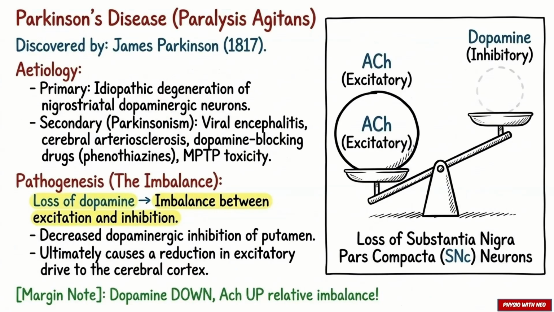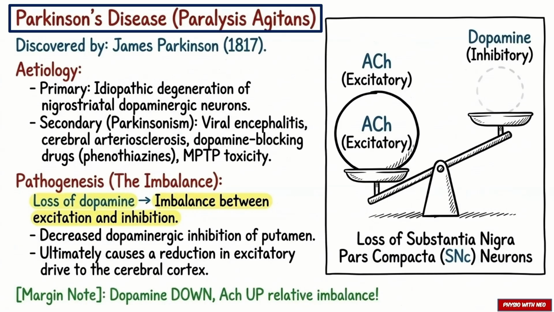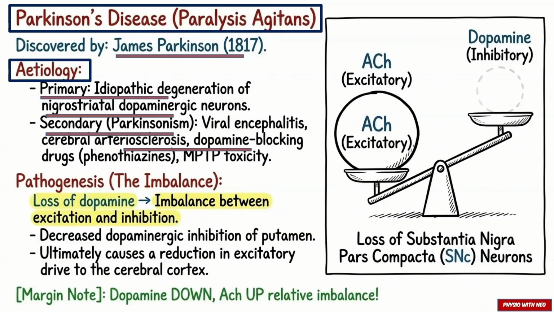Look at the clinical features. Parkinson disease or paralysis agitans. It was discovered by James Parkinson in 1817. The etiology includes two causes, primary cause and secondary cause. Primary cause includes idiopathic degeneration of nigrostriatal dopaminergic neurons, whereas secondary cause includes viral encephalitis, cerebral arteriosclerosis, or dopamine blocking drugs. The main pathogenesis is imbalance.